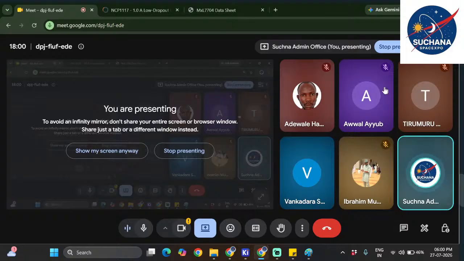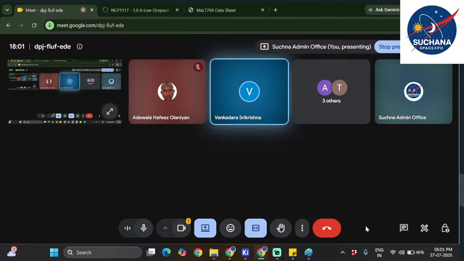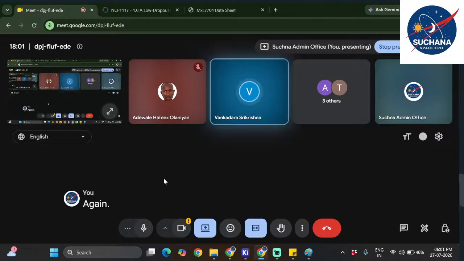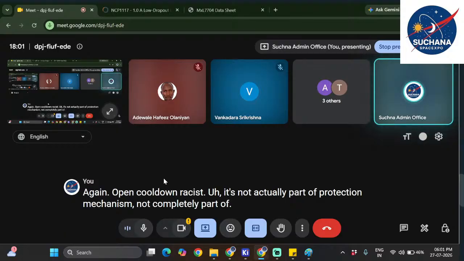Guys, I request everyone, can you please be active during the session? Yes, Sri Krishna, a pull up and pull down resistor. Give me a second. Can you just repeat again? Pull up and pull down resistor. It's not completely part of the protection mechanism.